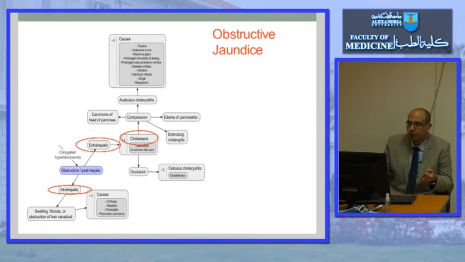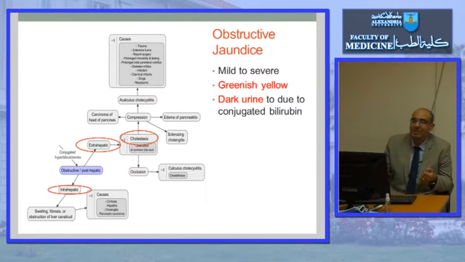In obstructive jaundice, it will be a very severe form. It is generally considered a severe form of jaundice, greenish yellow in color, with dark urine. Due to what? The presence of conjugated bilirubin. Conjugated bilirubin, or direct bilirubin, is the opposite of the unconjugated. As we said before, unconjugated or indirect bilirubin is fat soluble but water insoluble. But conjugated bilirubin is fat insoluble but water soluble.